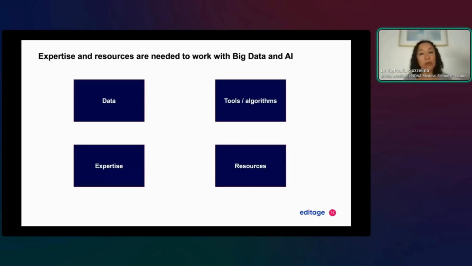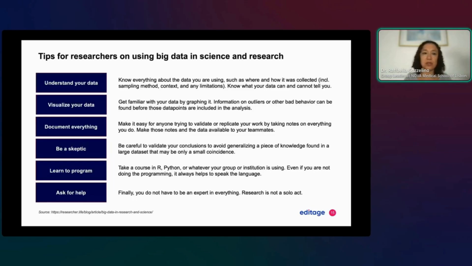So we still need to work on the type of resources that we need, also in terms of ethics and regulations. And here are some tips for researchers on using big data in science and research. First of all, you need to understand your data. You need to know everything about the data you are using, such as where and how it was collected, including the sampling methods, the context, and any limitations. Know what your data can and cannot tell you.